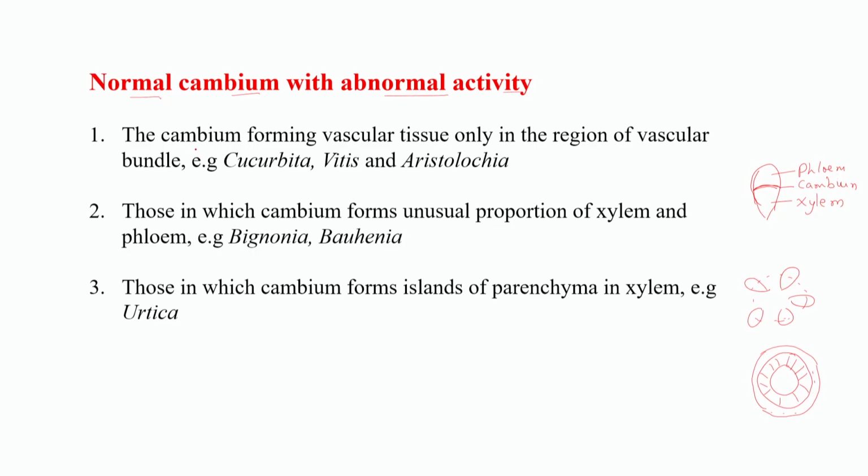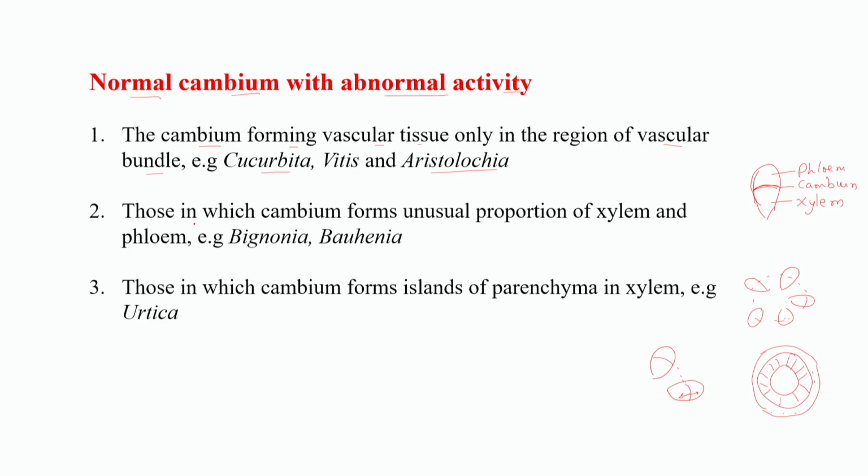In one, the cambium forms vascular tissue only in the region of the vascular bundle. Normally they are not doing so, but sometimes there can be cases where this cambium gives rise to vascular tissue only in the fascicular region, in the vascular bundle region. This case is common in Cucurbita, Vitis and Aristolochia, these species.